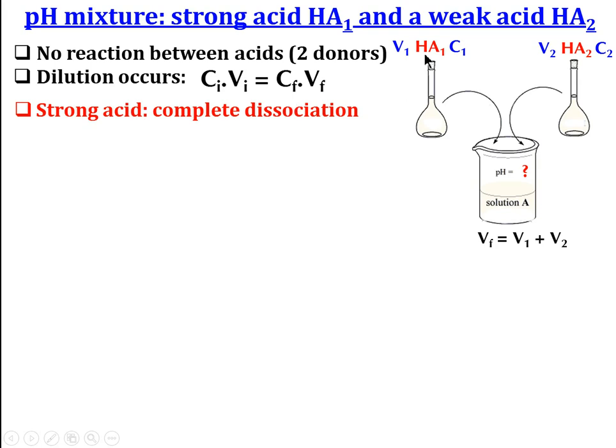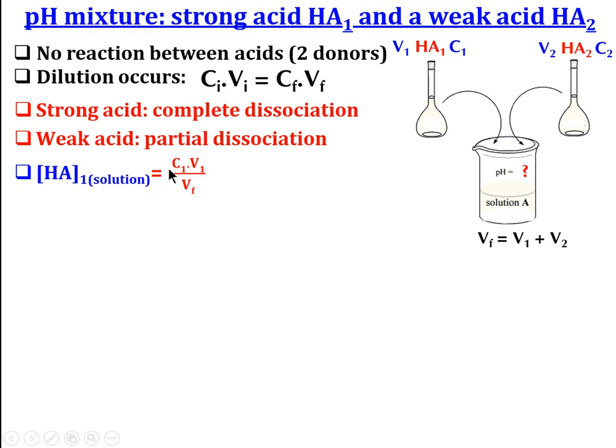HA1 is a strong acid, so it will dissociate completely to H3O+. HA2 is a weak acid, so its dissociation to H3O+ is partial. What is the concentration of HA1 and HA2 in the solution after mixing?